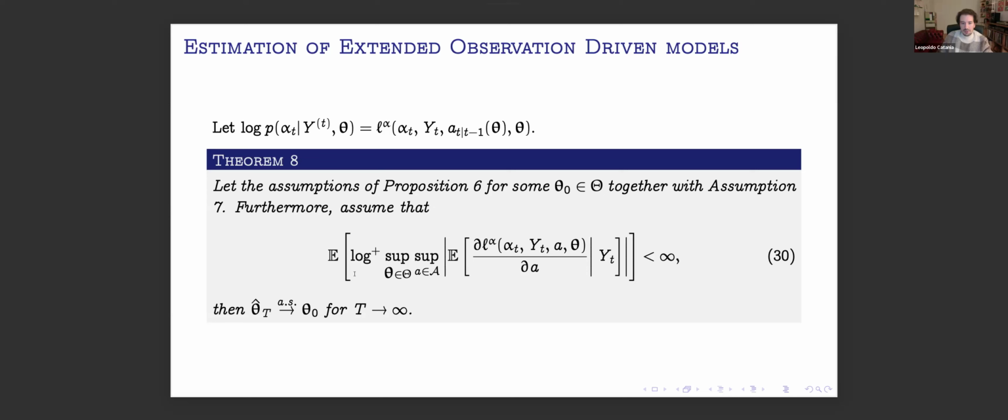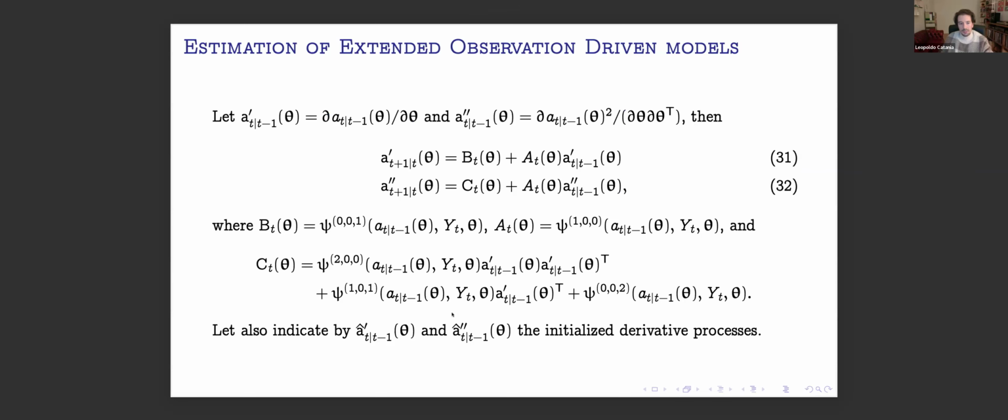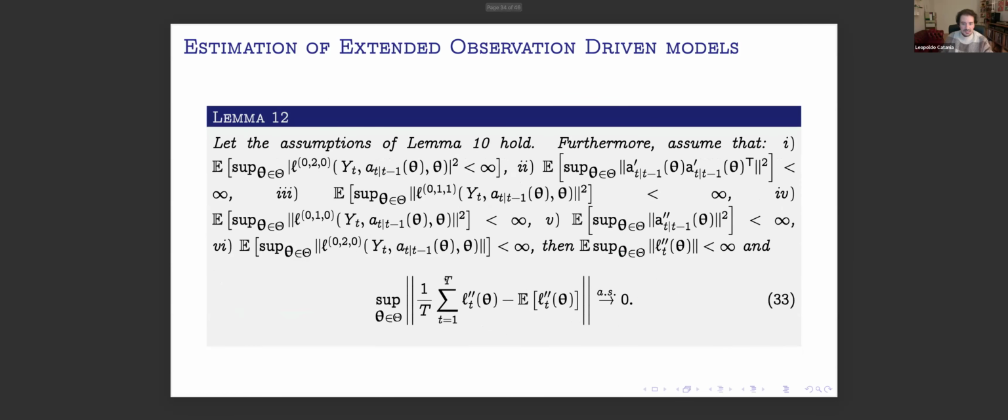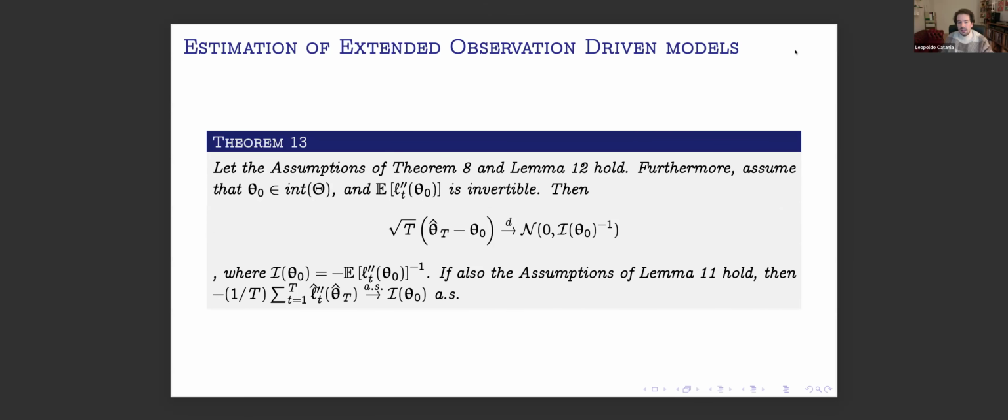And now after another moment condition of this kind, we obtain the strong consistency of the MLE, of the feasible MLE. Okay, and now I'm gonna skip this. We have some other technical conditions. And after many technical conditions, we can obtain the asymptotic normality of the MLE, and we can use it to perform inference.